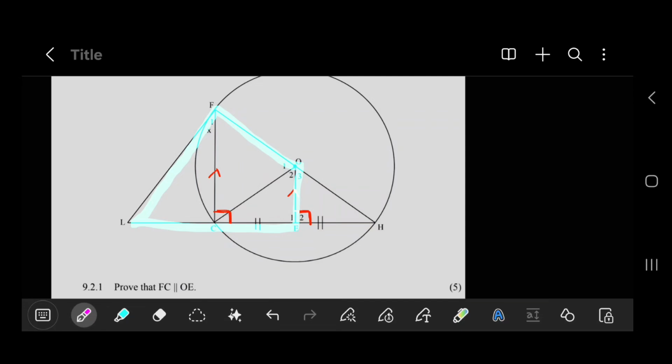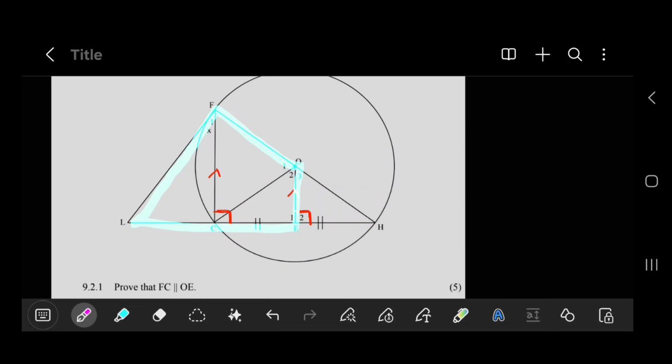If you want to use any other method, if you want to show that opposite angles are supplementary, you're welcome to do that as well. I would prefer to go with the one that's obvious, basically the one that you have the most information for. So the least amount of working out to get to the answer.